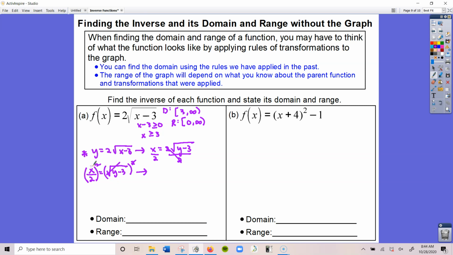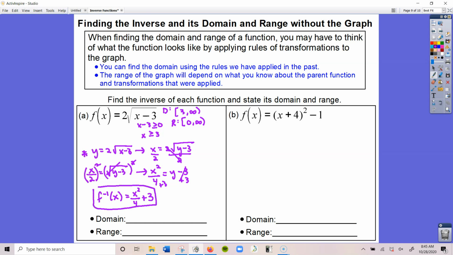When you square a fraction, you square the numerator and you square the denominator. So we have x squared over, and then 2 squared is 4. And that is going to equal y minus 3. And finally, I'm going to add 3 to both sides. So my inverse is equal to x squared over 4 plus 3.